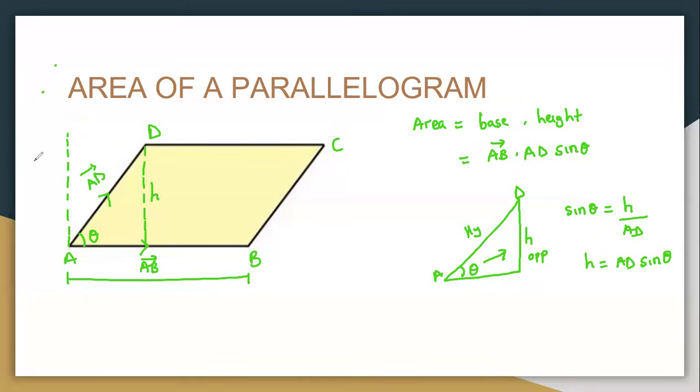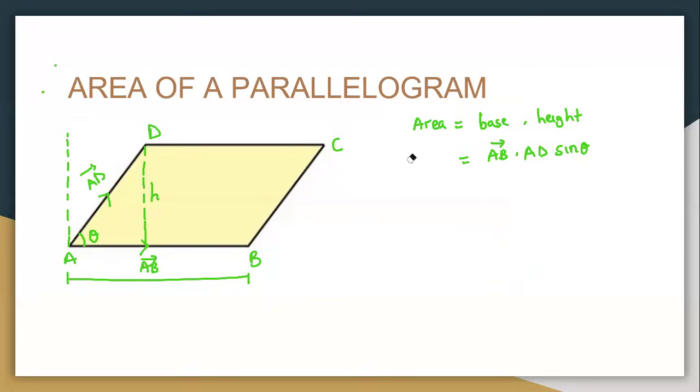Very good. Now, what are you going to notice? I'm going to remove this. So what you are going to notice is that we are multiplying two magnitudes. Being that area is a scalar quantity, we obtain the magnitude. Because area is scalar, that means I have magnitude of AB, magnitude of AD, times sine of theta. And this is the area of the parallelogram.